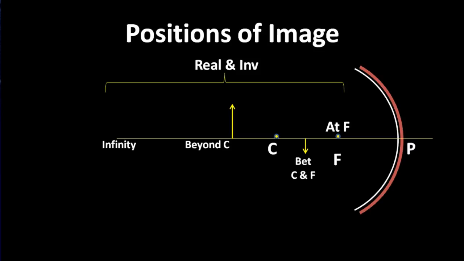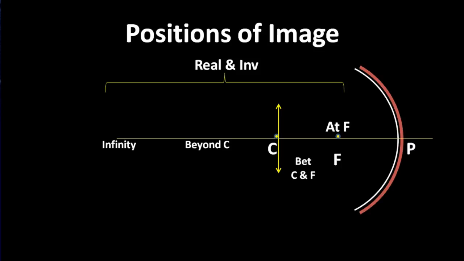We shall now shift the object one position to the right. We shall observe that the image shifts one position towards left. Its size also increases. Now this is the position where the object position and image position is same, the object size and image size is same.